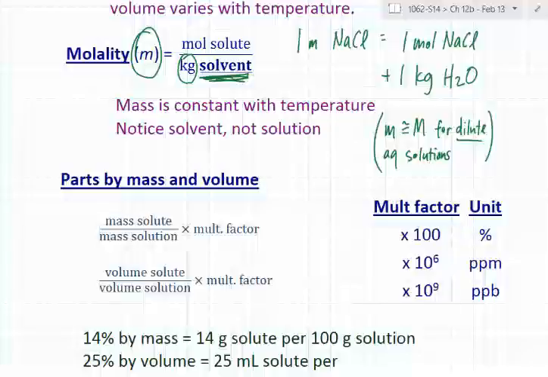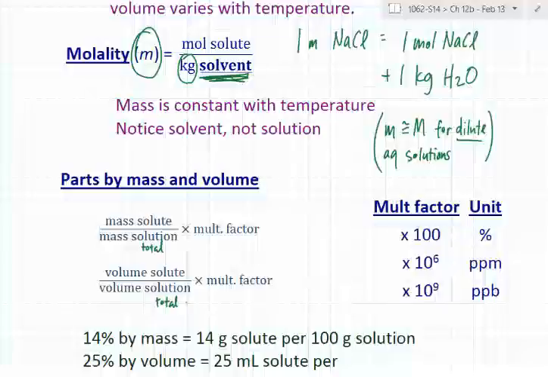Anyway, parts by mass looks like mass of solute divided by mass of solution. Anytime we're doing one of these parts by, it's always the total on the bottom. So whatever it is we're talking about, divided by the total mixture. If it's by mass, it's like that. If it's by volume, it's like that. Sometimes, very rarely, there's a combination one used where you have a certain mass of the solute for a certain volume of solution. That's kind of antiquated, so we don't use that a lot anymore.